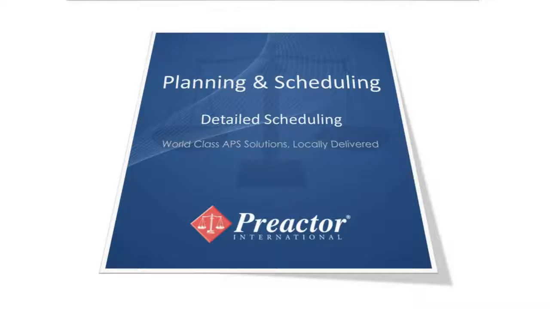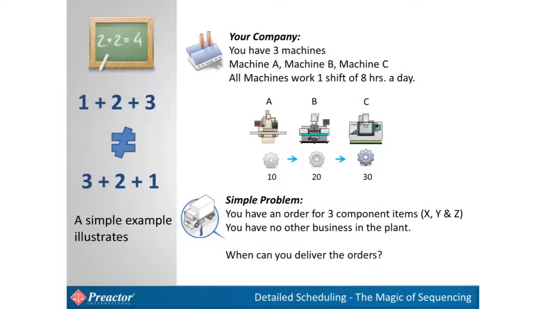Now more about detailed scheduling. As we have said before, sequencing can be important. This simple example shows why. We have 3 machines, A, B, and C. Each machine does one process step. They all work an 8-hour day. All the components we make have the same 3 steps on the same 3 machines. In the example, we have 3 products, X, Y, and Z.